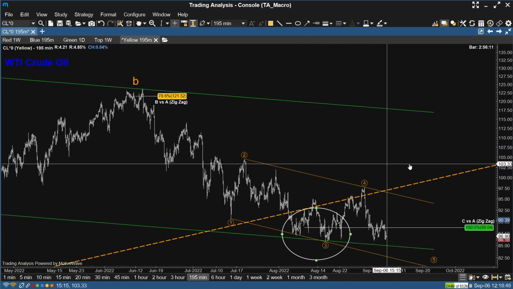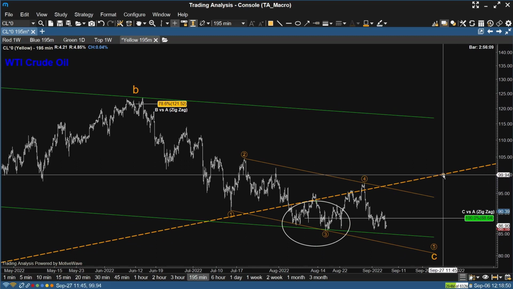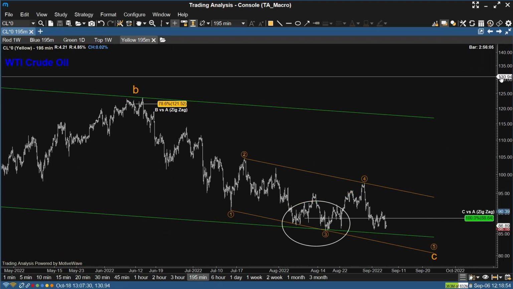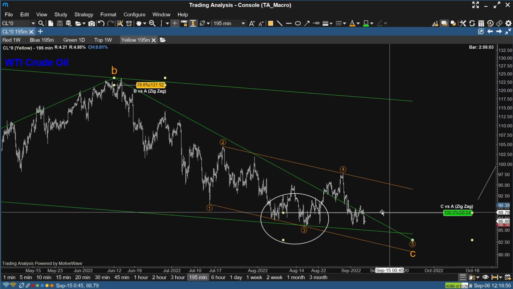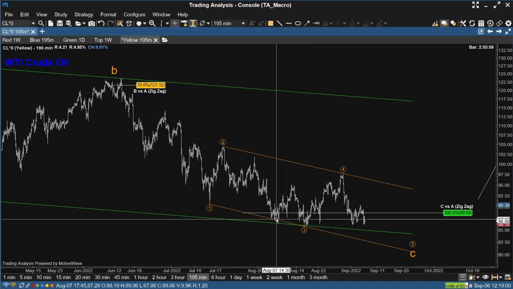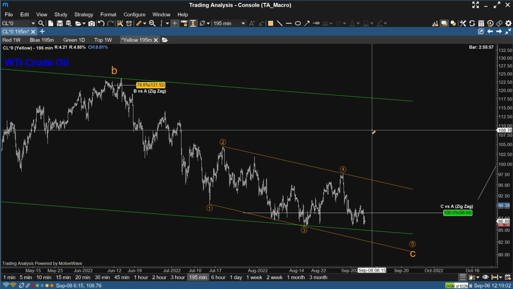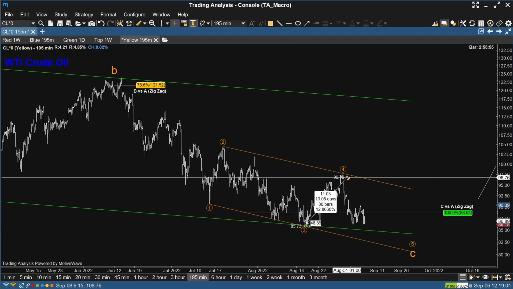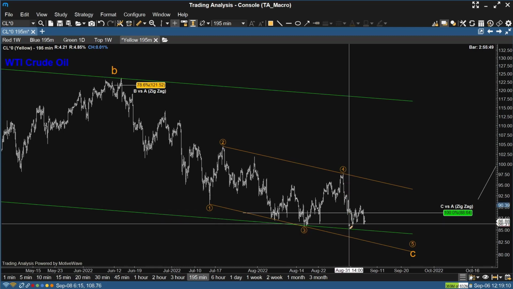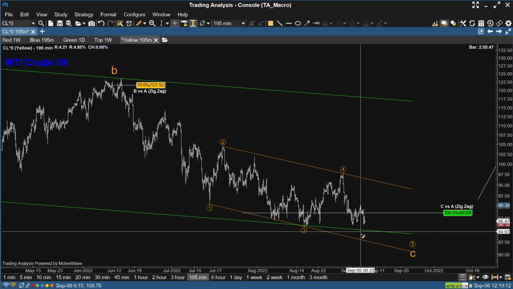As you can see, every time we have met the equality projection near the 88 handle, we have seen sizable bounces back to the upside. In fact, the most recent being from the August 17th high into the August 30th high to the tune of nearly 14%. But we have since seen another directional decline.